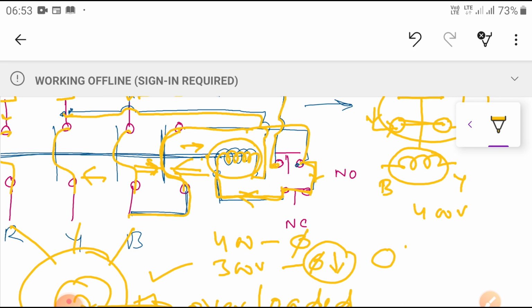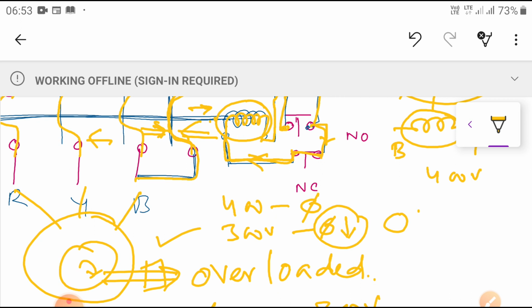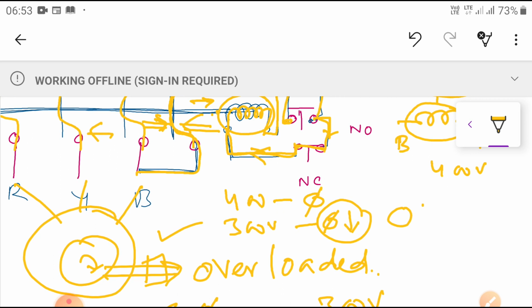These were already explained in the rheostat starter and auto transformer, so once again I have explained them here. This is the basic thing, dear students. It is common for all starters. Now coming to our topic. So, what is our topic?